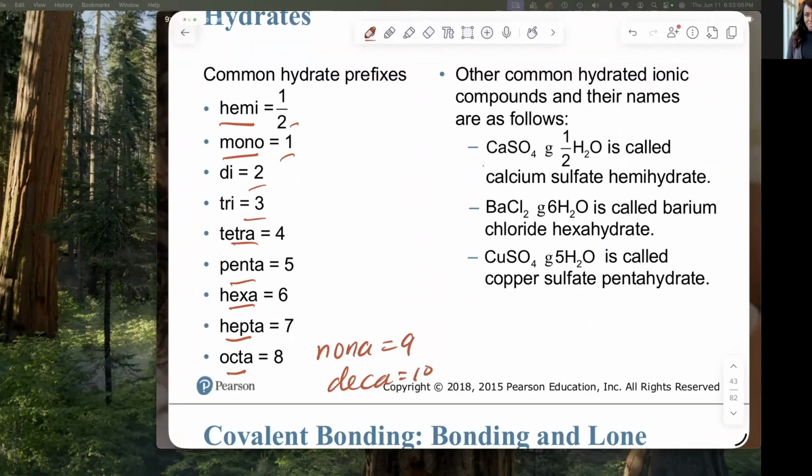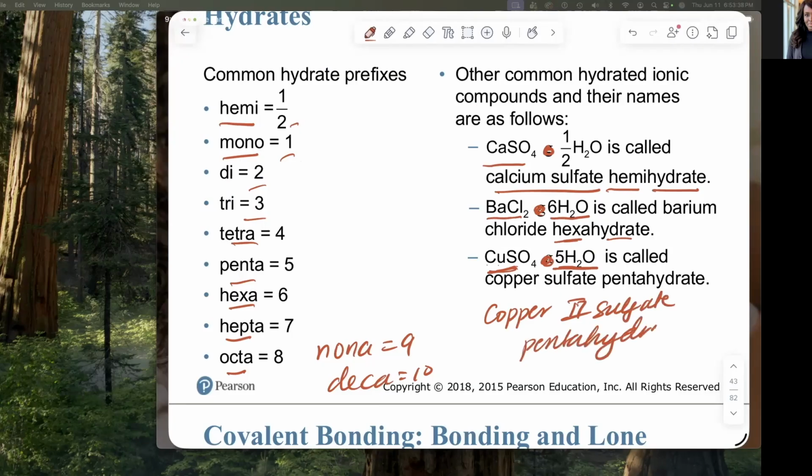So this example here is calcium sulfate, right? Calcium sulfate hemihydrate, barium chloride hexahydrate, because there's 6 of them. And then copper 2 sulfate, because that's an ionic compound, pentahydrate, right? It should be copper 2 sulfate. I feel like some symbols are missing here. Pentahydrate.